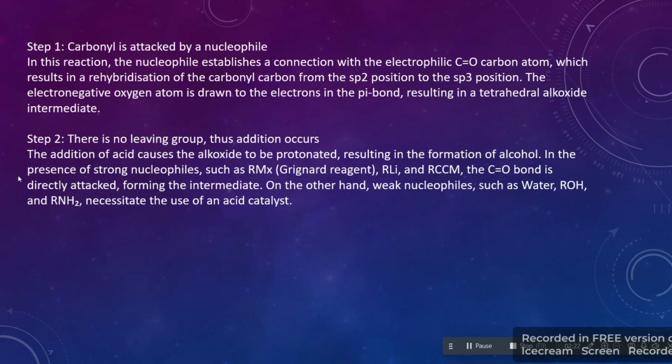Second step is there is no leaving group, thus addition occurs. The addition of acid causes the alkoxide to be protonated, resulting in the formation of alcohol. In the presence of strong nucleophiles such as RMgX like Grignard reagent, RLi and RC≡CM, the C=O bond is directly attacked, forming the intermediate.